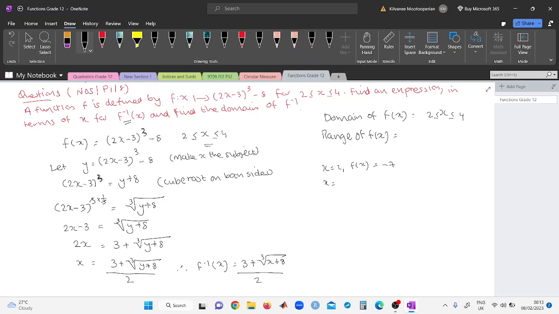And then when x equals 4, f of x equals 4 times 2 is 8, minus 3, to the power of 3, minus 8. So that gives me 117. So when x lies between these values, f of x will lie between minus 7 and 117 inclusive. Therefore, what will be the domain of f inverse?